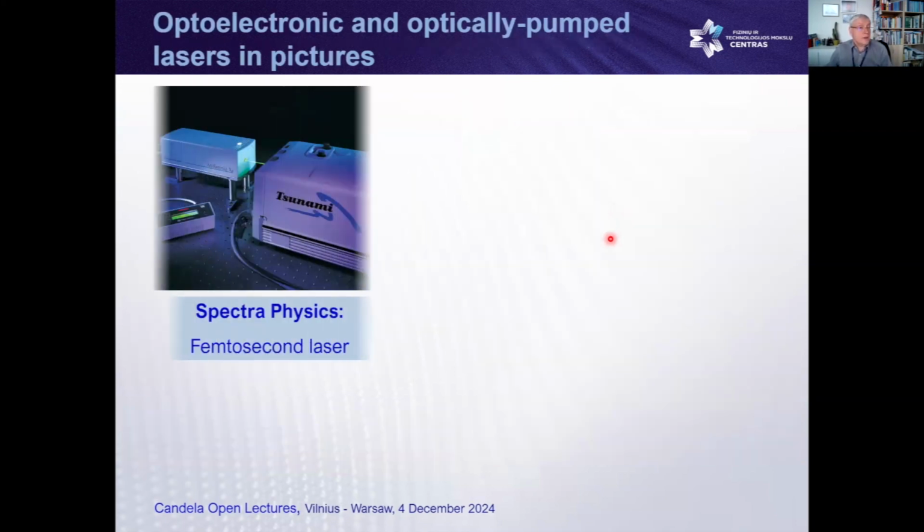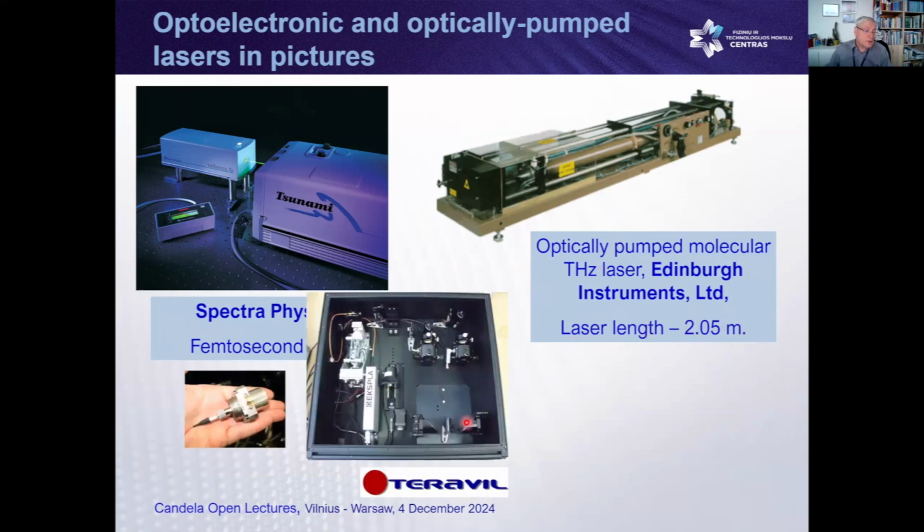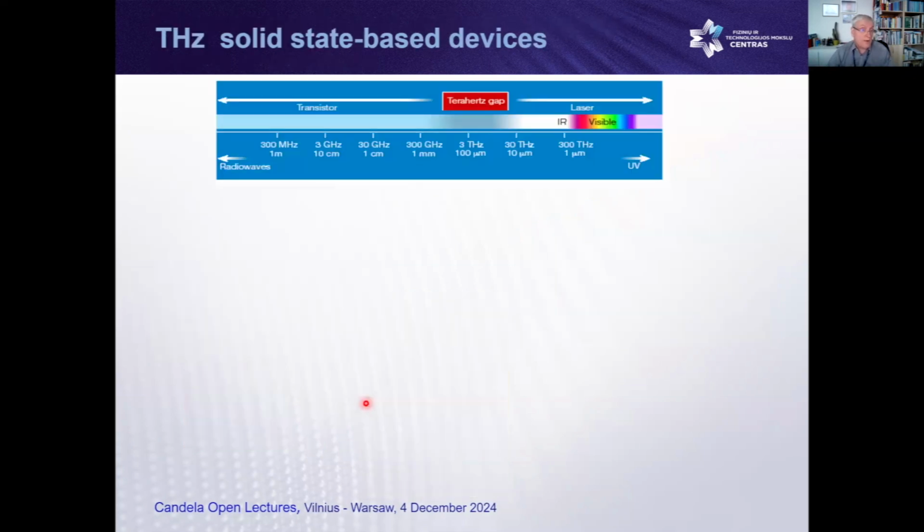So, if I try to illustrate by pictures how it looks like: the Spectra-Physics laser, which we have in our labs, is here, and our laser, let's say in the Vilnius lab, is 2 meters long. And here is a terahertz company which tried to replace it with fiber lasers. It becomes small, and some devices for terahertz fields become placeable on a hand. It means it's good progress in making the system more friendly and more compact, and of course more effective.